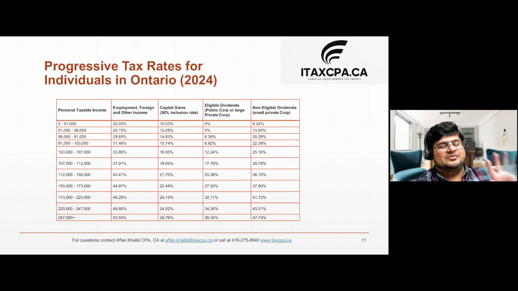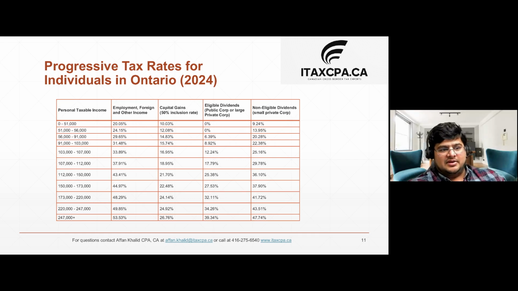And just to make it easy for you, I've rounded the brackets. These brackets are not rounded in reality, but I have rounded to the nearest thousand, so it's easy for you to identify what bracket we're talking about and what rate will apply. You will see that in the previous slide I was talking about different types of income. So first of all, capital gains, because of the 50% inclusion rate, the income is only 50% taxable. You can see capital gain tax rates are almost half of the other income.